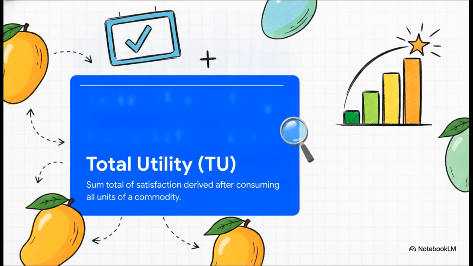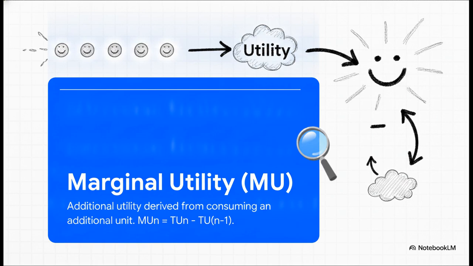It's the big picture. But marginal utility, or MU, that's the real driver here. Marginal utility is strictly the additional satisfaction you get from consuming just one extra unit. It only cares about that very last mango you ate. Mathematically, it's just the difference between your current total utility and the total utility you had exactly 1 unit ago.